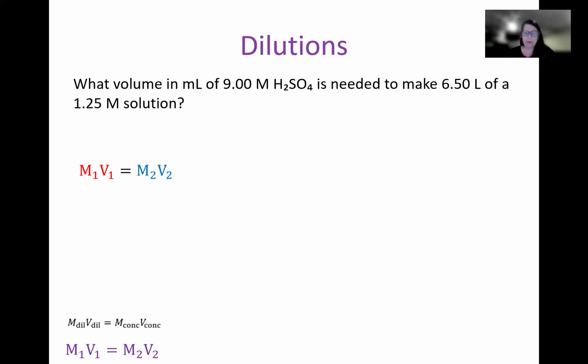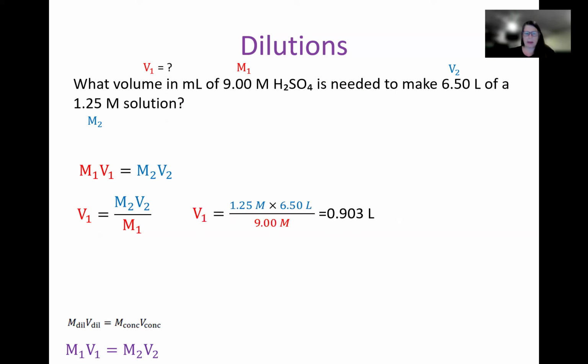I need to define my variables, and I'm going to define my dilute solution as condition 2. So V2 is that 6.50 liters. My molarity 2 is the 1.25 molar. My molarity 1 is the concentrated solution, the 9 molar, and so I'm looking for V1, the volume of that concentrated solution. So I want to rearrange my equation for V1, and I do so by dividing both sides by M1. Now that we have V1 isolated, I just want to plug and chug my variables.